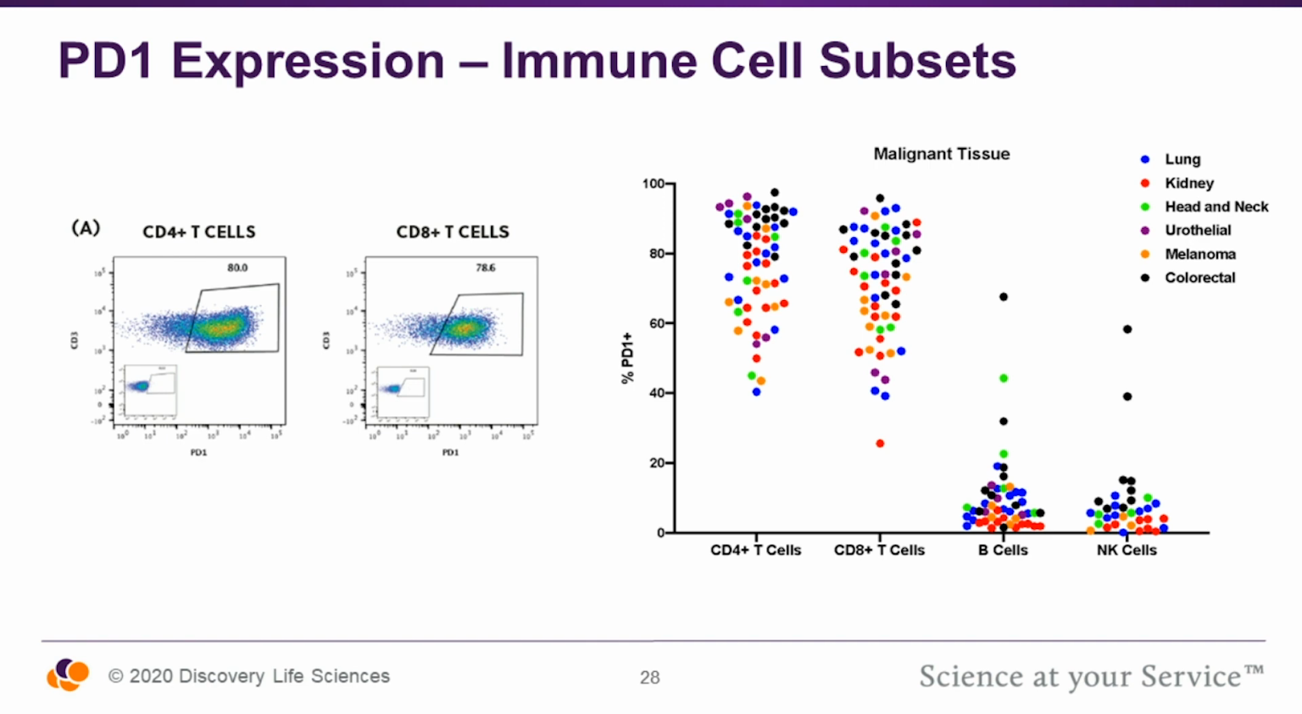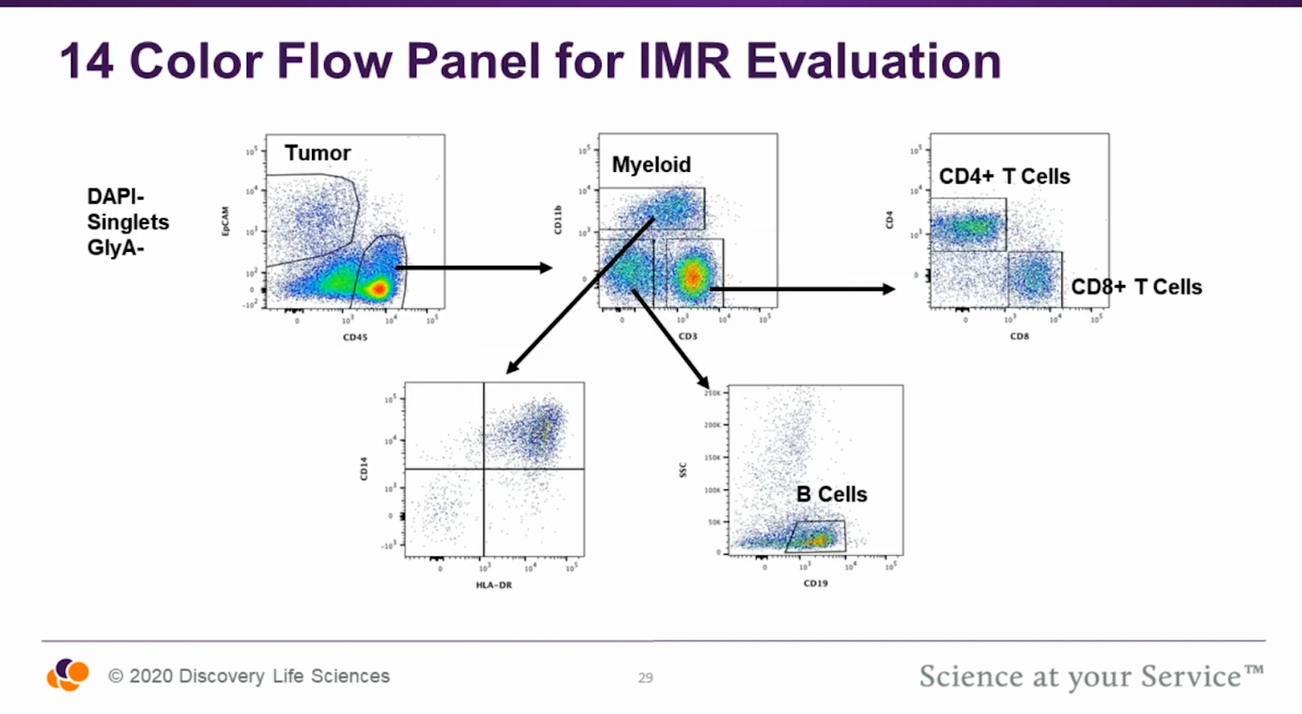So while PD-1 and PD-L1 served as a great case study and a known receptor ligand pair within the tumor microenvironment, we wanted to take a little more unbiased look at some of the other receptor ligand pairs that could be present within the tumor. So to do this, we generated a 14-color flow cytometry panel for evaluating these receptor ligand pairs.